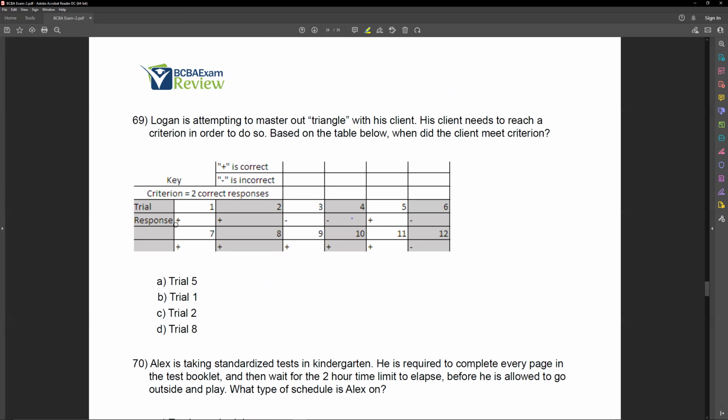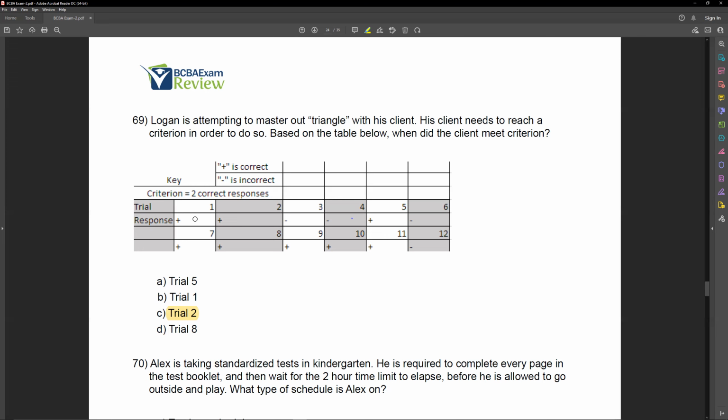Response 1, correct. Response 2, correct. Okay, 2 and done. Two responses, 2 correct responses. Our criterion is met. All you have to do is find trial 2, right? Criterion, good to go. Now, let's say our criterion was 4 correct responses, okay?